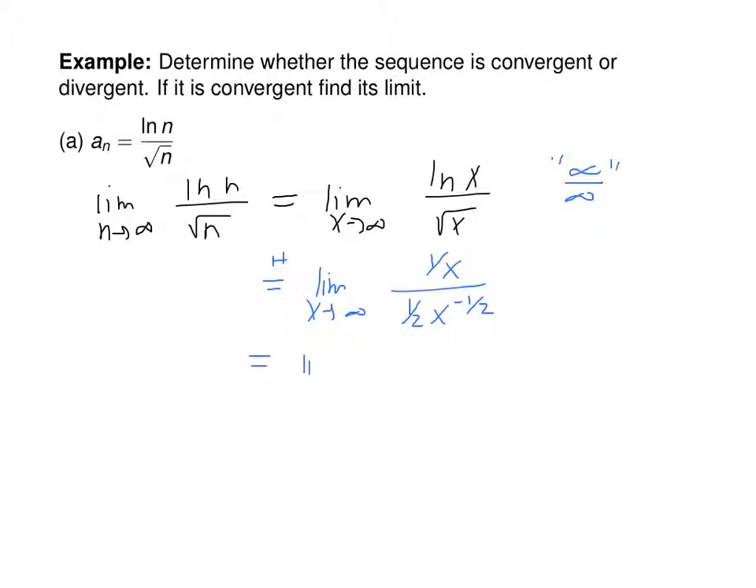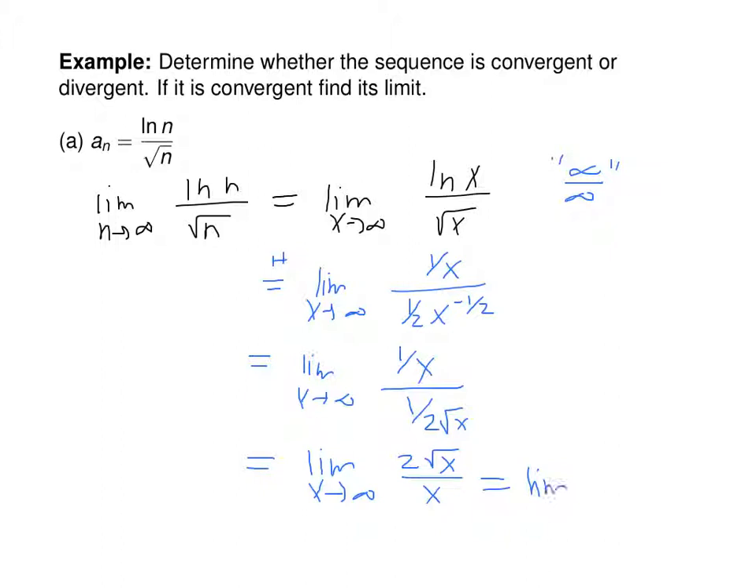which is the same thing as the limit as x goes to infinity of 1 over x divided by 1 over 2 root x, which is the same thing as the limit as x goes to infinity of 2 root x over x, which is the limit as x goes to infinity of 2 over root x, or 0.